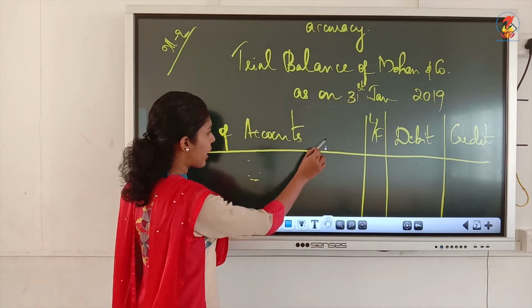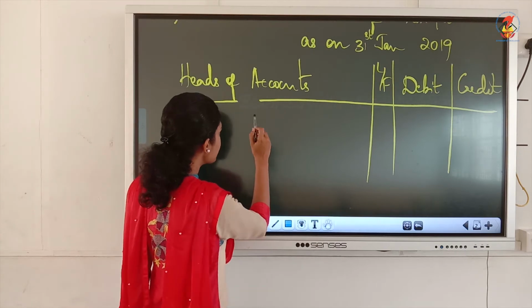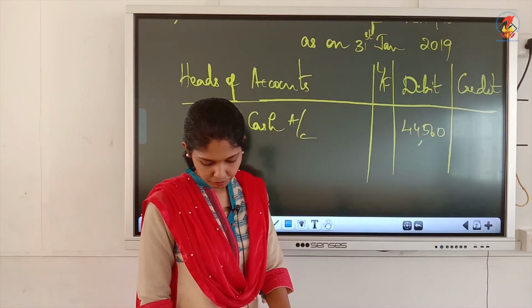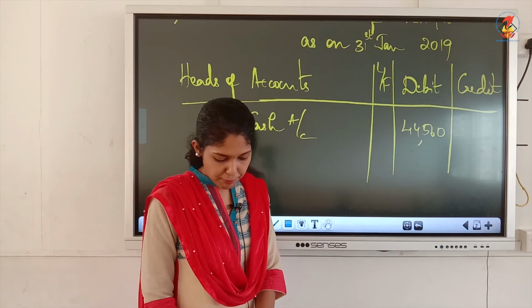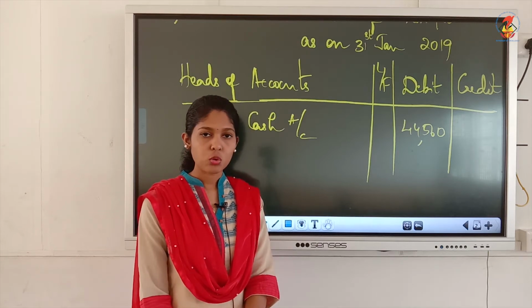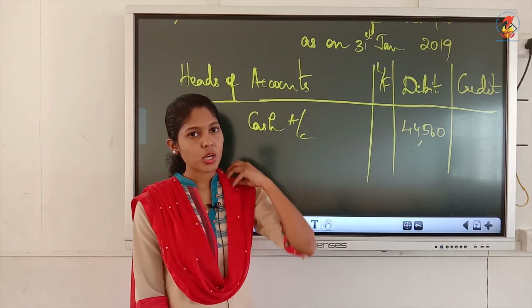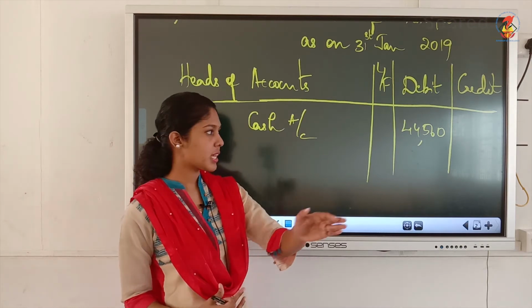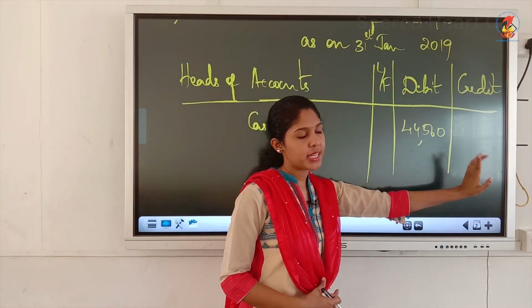So the first one, heads of accounts, the first item here is cash account, and the amount we will write in the debit column, because brought down figure is on the debit side. It is 44,560. Then the second account here is capital account. Capital account, the brought down figure appears on the credit side. Did you see that brought down figure 80,000 on the credit side? So here the amount must be written in the credit column.